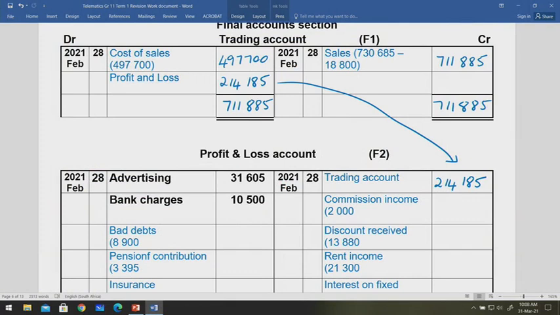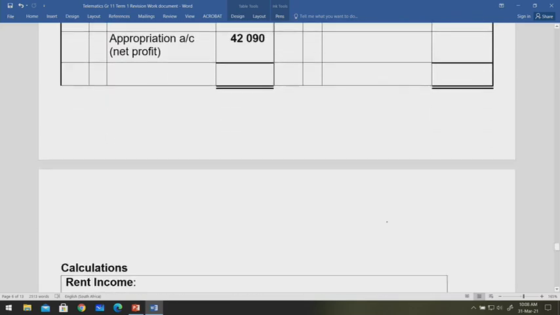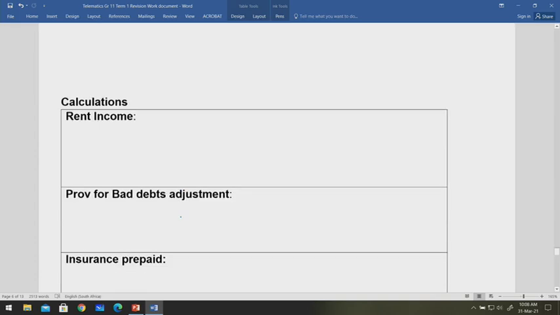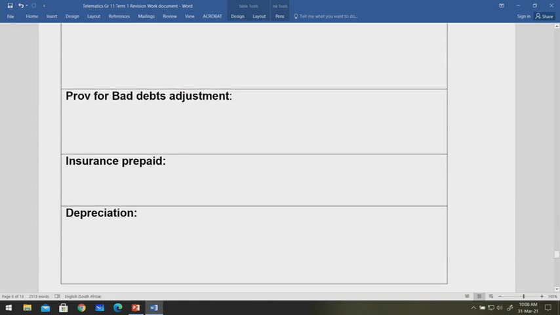The first adjustment says that an annual insurance premium of 11,400 was paid on the 1st of January 2021. Now, January 2021, we are at the end of February, so obviously we paid that in advance. Calculation for insurance, we paid 11,400. We paid for 12 months. January and February is within my current financial year, so the other 10 months is what I paid in advance.